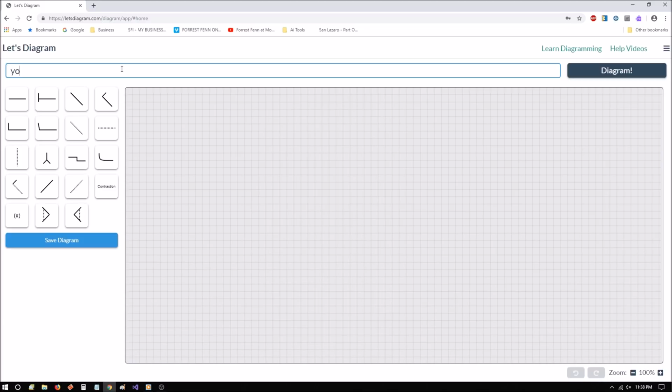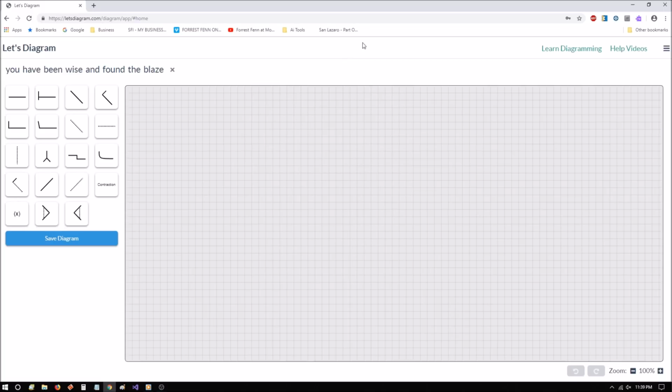So we have, if you have been wise and found the blaze. We don't need punctuation, it doesn't matter in a sentence diagram. So the subject here in this part is you. We have you, okay? And then there are multiple verbs here. Basically, there are two verb phrases: have been wise and have found the blaze. So there are two verb phrases being joined by the conjunction and.